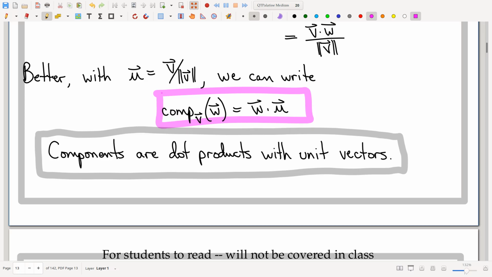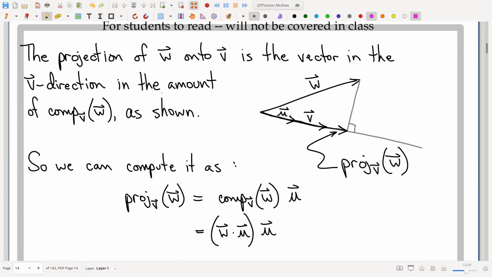Okay. All right. Very closely related idea, the idea of a projection. Same setup. We have some vector we're interested in. We have some other vector defining a direction. And again, we're kind of interested in this. The difference is that now we're interested in that not as a scalar, but we're interested in that as a vector.